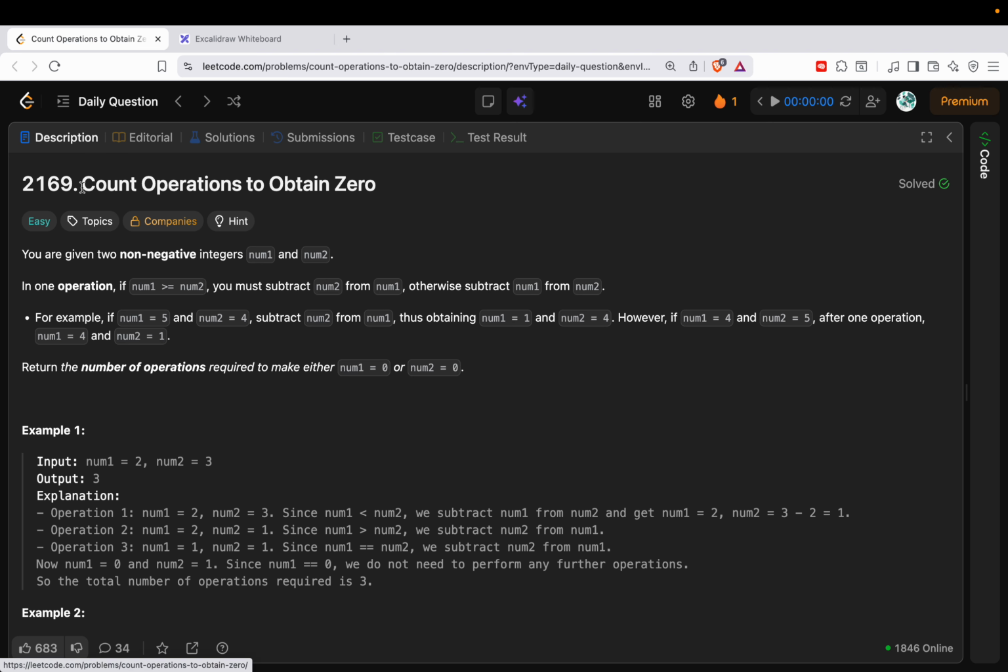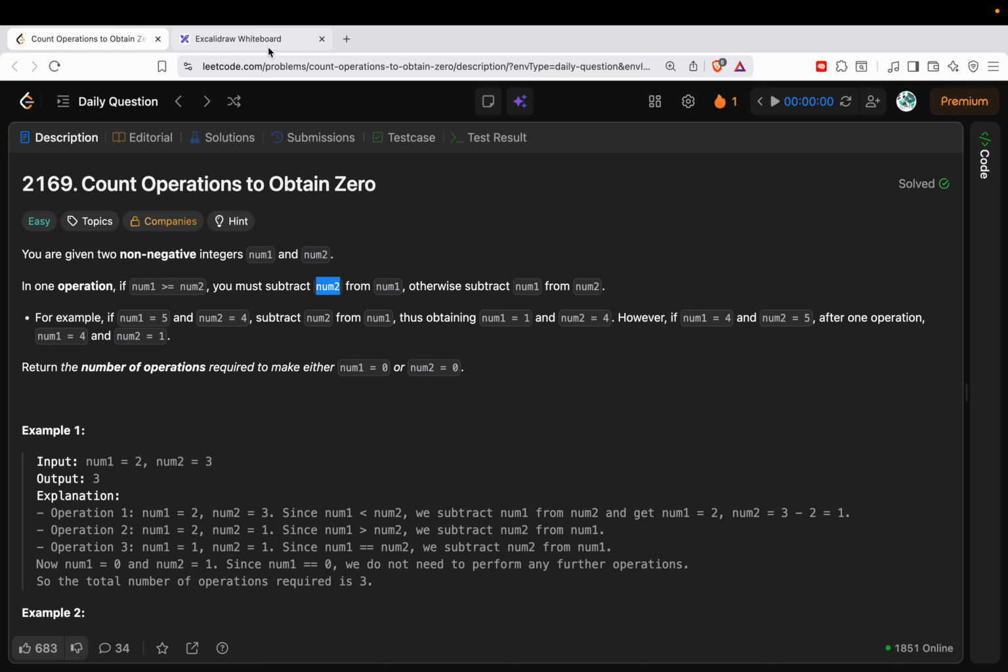Today we'll be solving Leetcode problem 2169, Count Operations to Obtain Zero. You are given two non-negative integers, num1 and num2. In one operation, if num1 is greater than num2, you must subtract num2 from num1. Otherwise, we have to subtract num1 from num2. Return the number of operations required to make either num1 or num2 equal to 0.